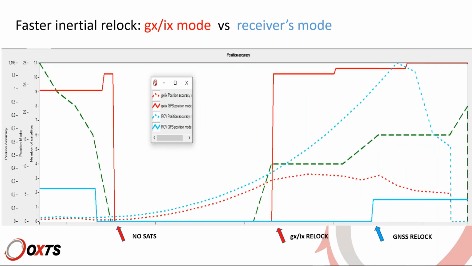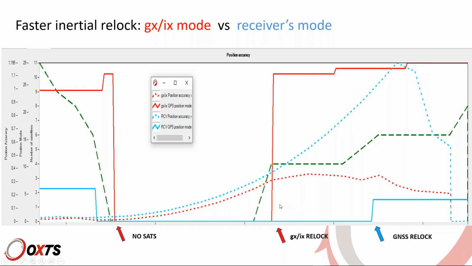And here is an example. You see, at the beginning, the dark green line is the number of satellites available. And as you can see, it is quickly dropping to 0. So when it does, both GXIX and the receiver will have no position mode, 0, because no satellites at all are available. Okay, not even 1 or 2, nothing. But as soon as satellites come back, just 4, just the minimum required, you can see how GXIX is very quick in jumping back to IXSPS, to a sensible position mode.